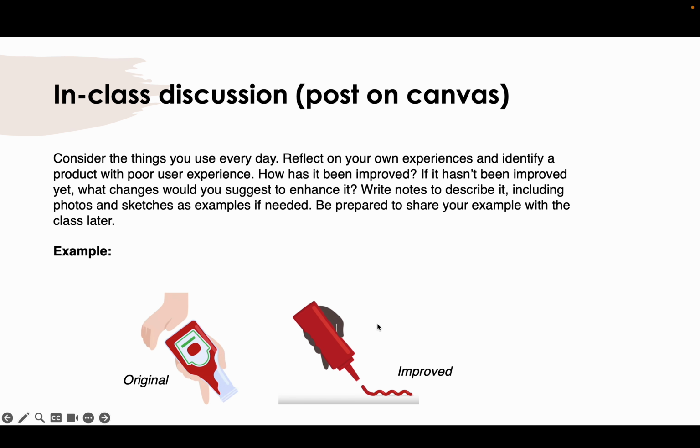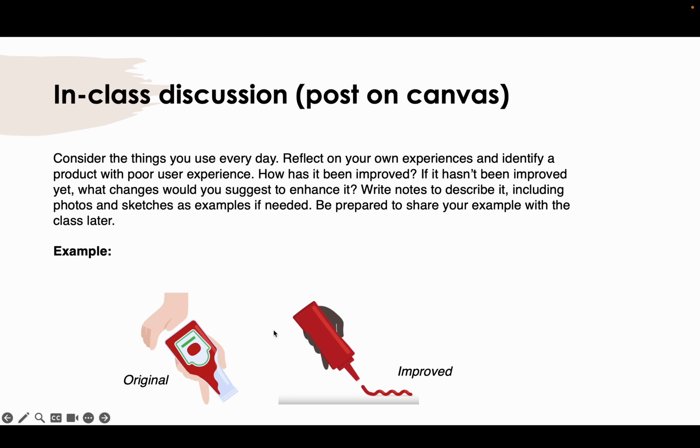For this in-class discussion, because we are not meeting in class, you can complete this discussion on Canvas. So consider the things you use every day, reflect on your own experience, and identify a product with poor user experience. How has it been improved? And if it hasn't been improved yet, what changes would you suggest to enhance it?